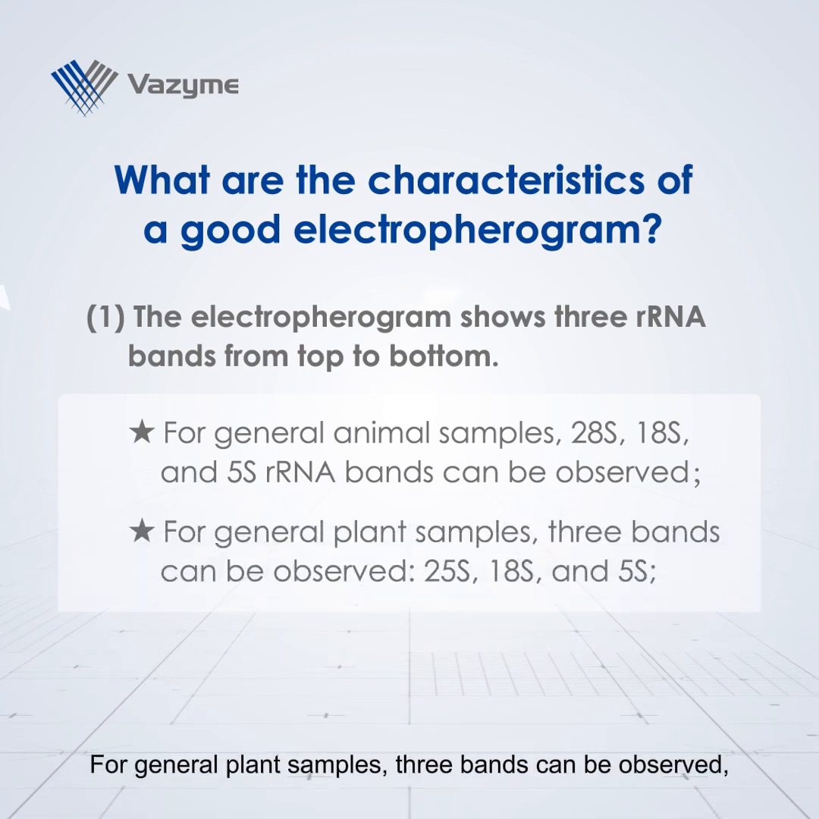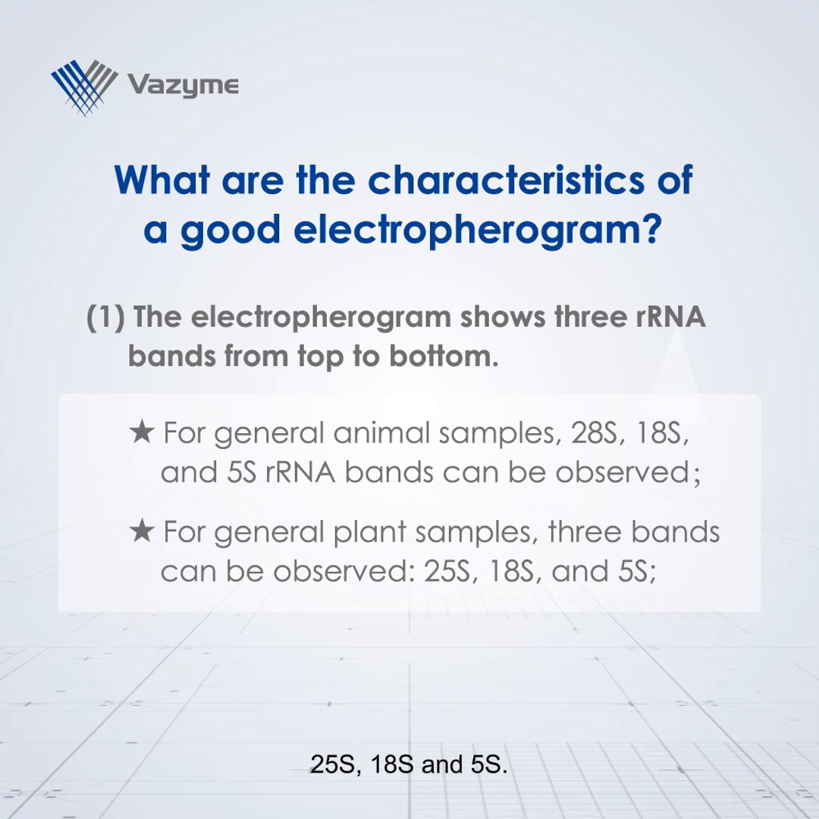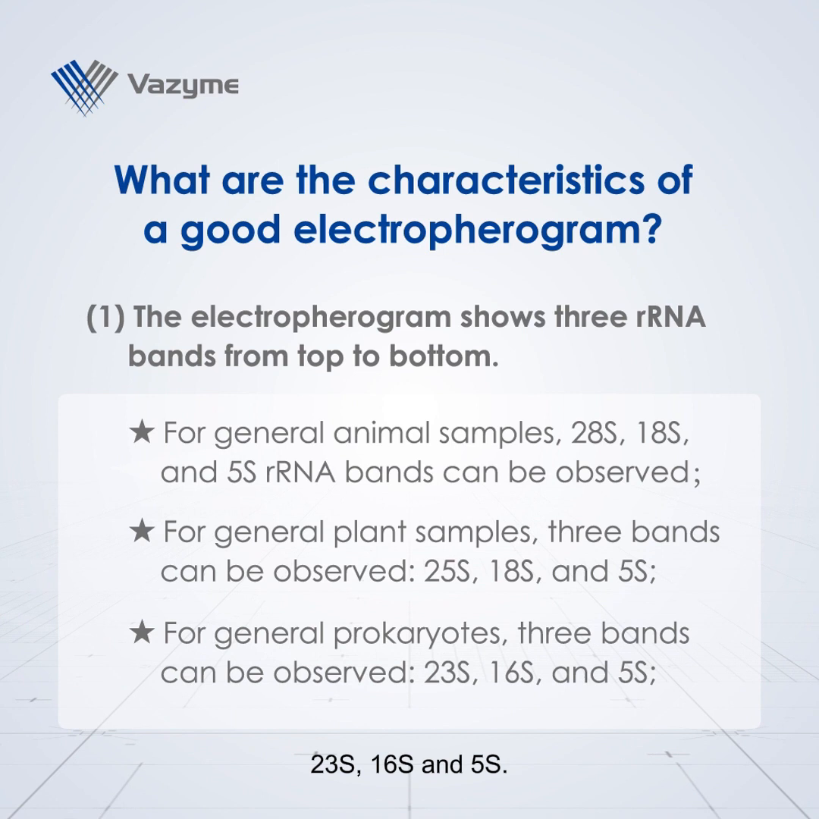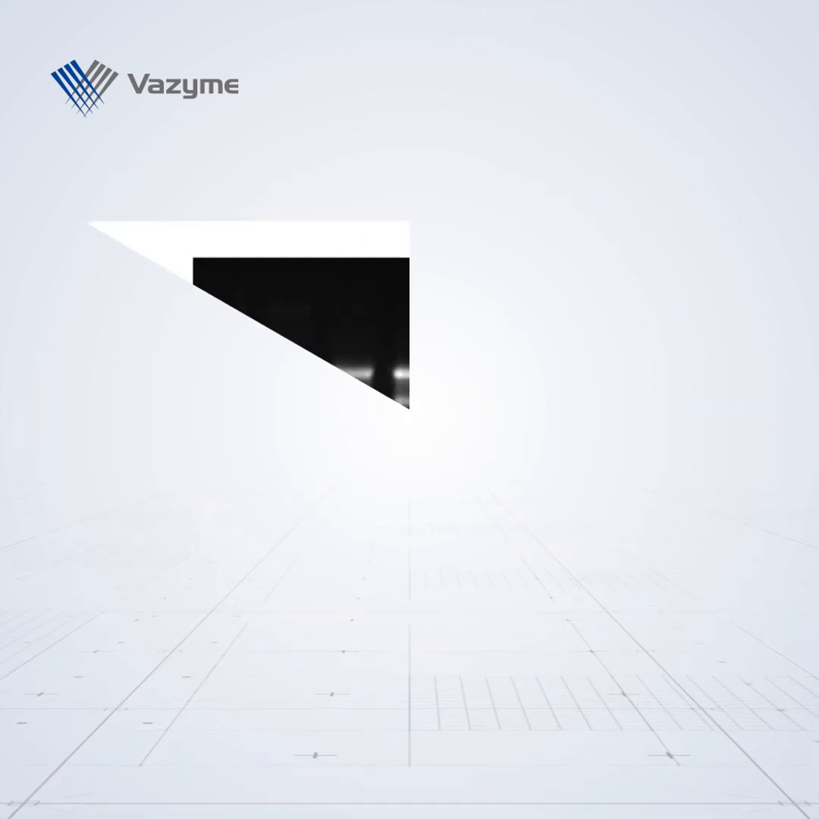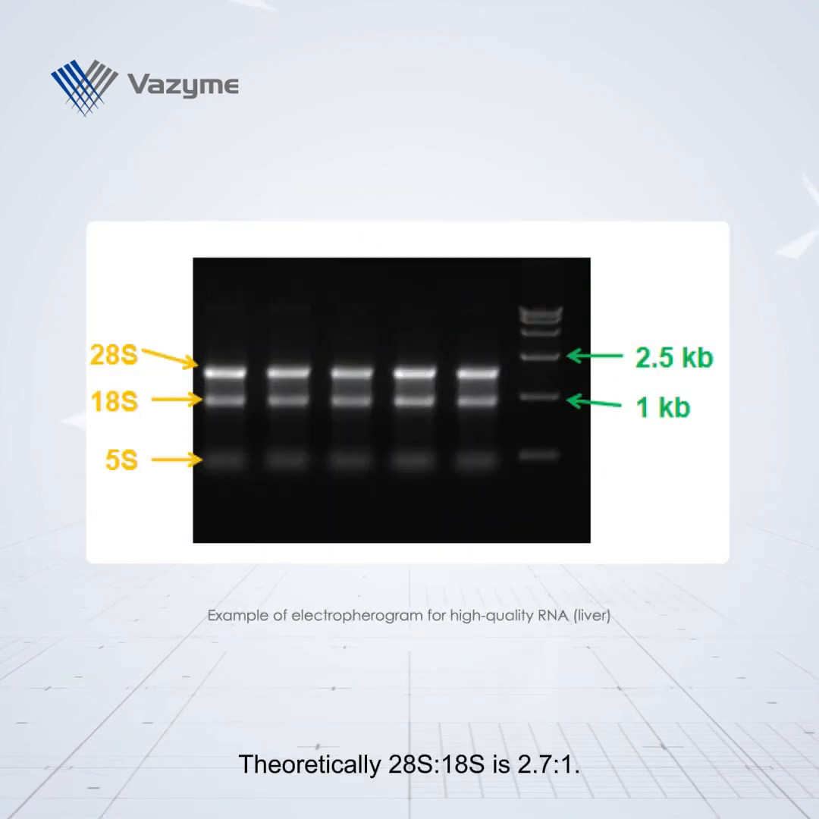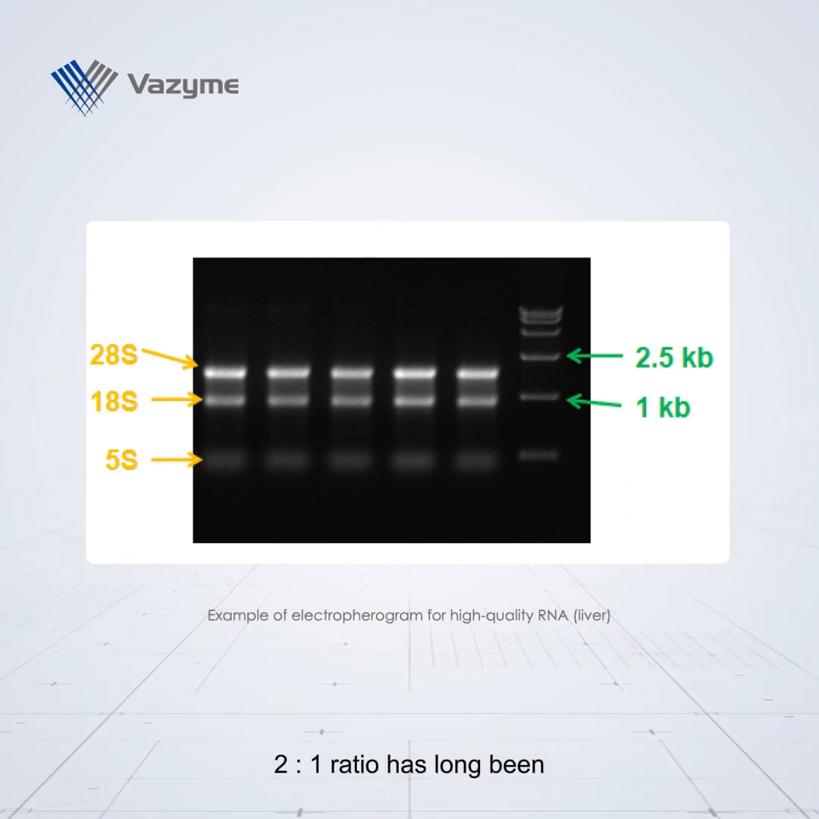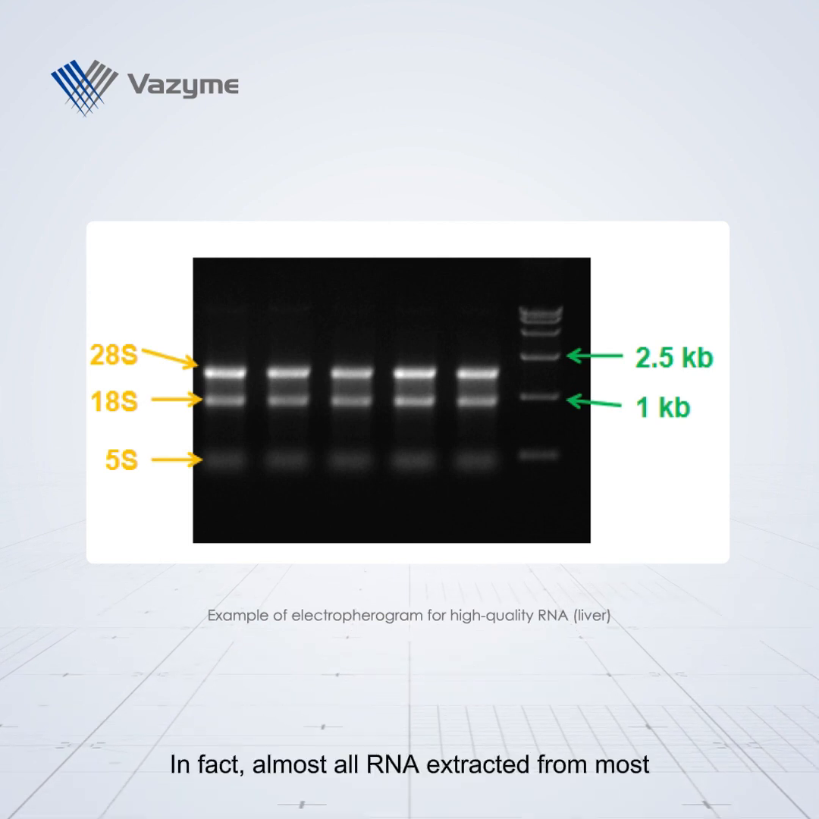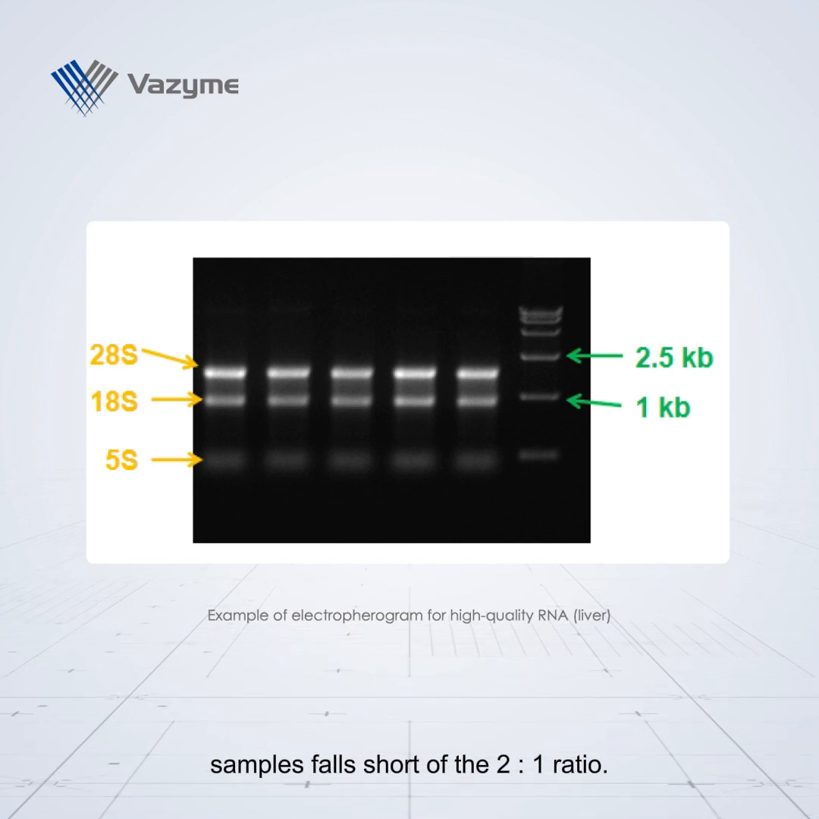For general plant samples, 3 bands can be observed: 25S, 18S, and 5S. For general prokaryotes, 3 bands can be observed: 23S, 16S, and 5S. Theoretically, 28S:18S is 2.7 to 1. However, a 2 to 1 ratio has long been used as a criterion for identifying intact RNA. In fact, almost all RNA extracted from most samples falls short of the 2 to 1 ratio.